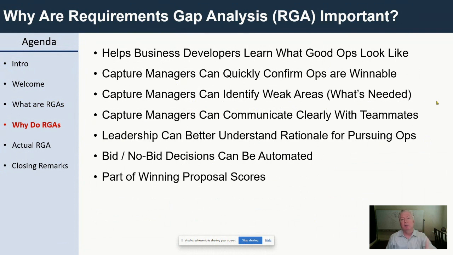Capture managers, they can communicate clearly these needs or weaknesses to teammates. And I talk about it in a different training where I talk about reaching out and trying to find teammates and using a teaming partner worksheet. The idea is when you have a requirement gap analysis, you can communicate with the teammates saying, well, first off, this is what I'm looking for. Jane, does that sound like it's your company? Yeah. Okay, great. Let me send you this blank RGA. And what I mean by blank is it'll have all the details, but none of my company's scoring. I want them to score it, but I want them to score on the exact same sheet I'm using as the prime.